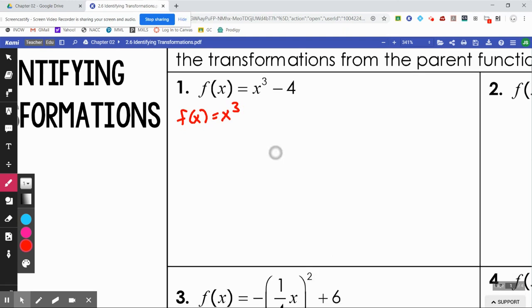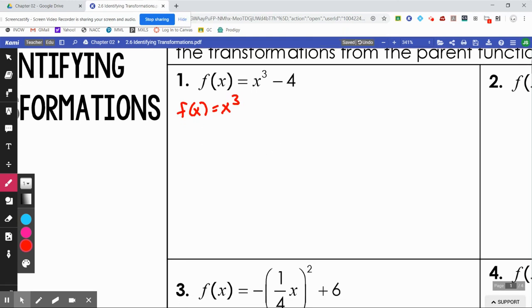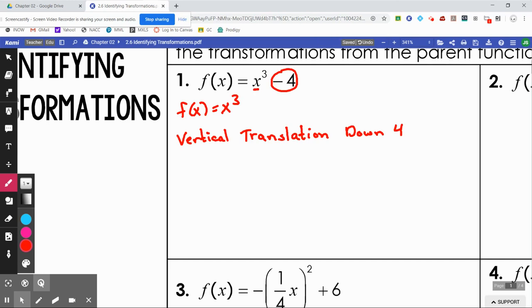Now the transformations, and we're going to list these like this. We're going to do all of our stretches, compressions, then we'll do all of our flips, and then we'll do all of our translations. Nothing is happening directly to the x. The only thing we have is a minus 4, which simply is a shift of our original function down 4. So it's a vertical translation down 4. Okay, number 2.